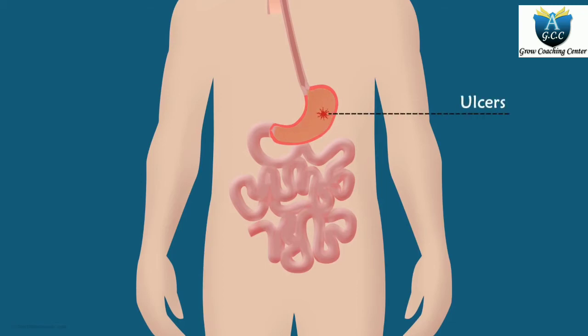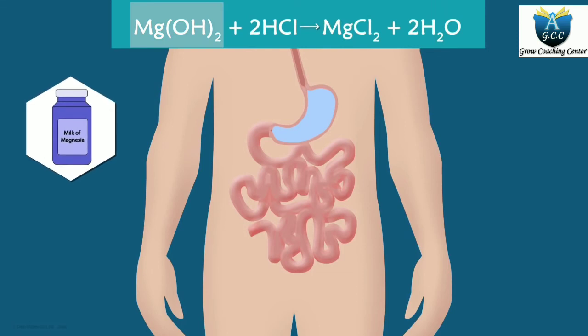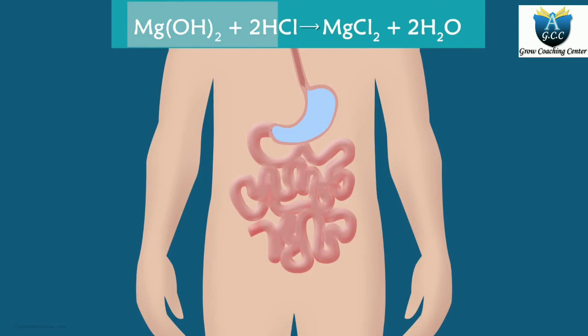In order to treat this hyperacidity, a patient is advised to take antacid tablets or antacid suspensions. And these antacids neutralize the excess acid. Magnesium hydroxide, a mild base, is often used for this purpose. And the reaction looks something like this. The acid is neutralized to get salt and water.